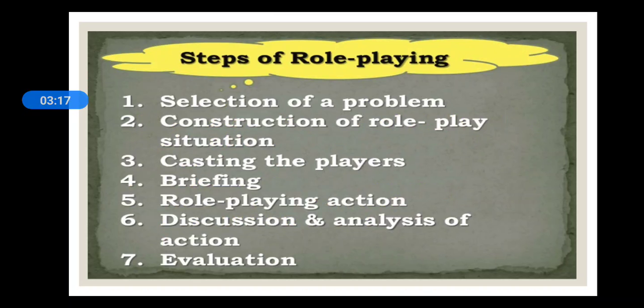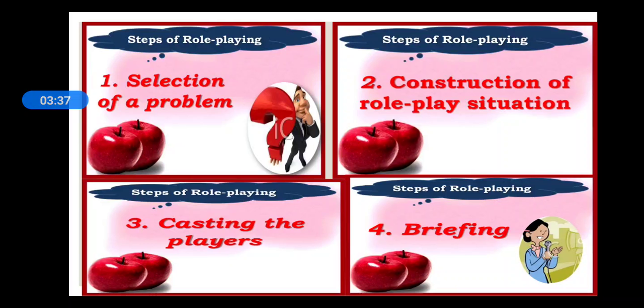Now the steps of role playing. Number 1 is selection of a problem. Number 2 is construction of the role play situation. Number 3 is casting the players. Number 4 is briefing. Number 5 is role playing action. Number 6 is discussion and analysis of action. And number 7 and final is evaluation. Now we will come to each step.